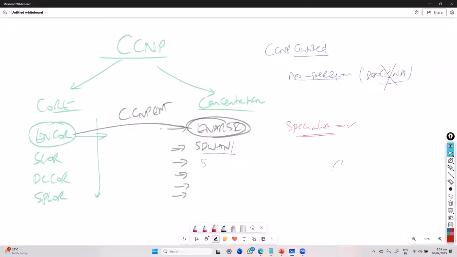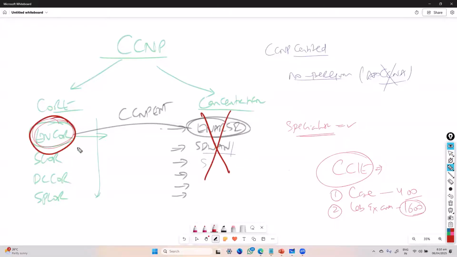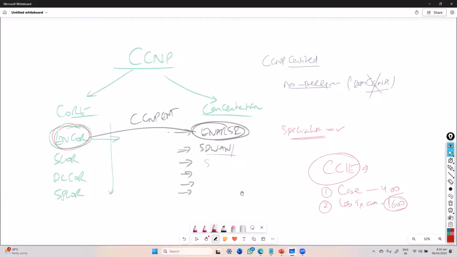If you're planning for the CCIE, then you need to pass the core exam. That's the first exam. And then you need to directly apply for the lab exam. The lab exam is 1600 USD, and the core exam is 400 USD. If you're planning for the CCIE lab directly, then you don't need to write the concentration exams. This is not required. You can directly write the core exam, and then schedule and write the lab exam.